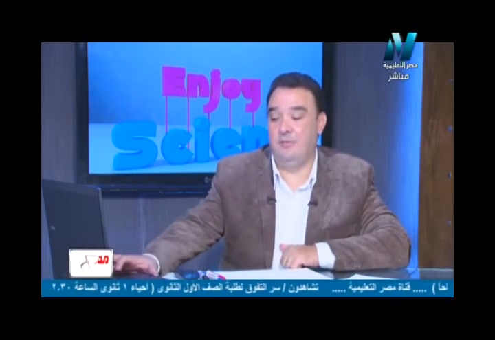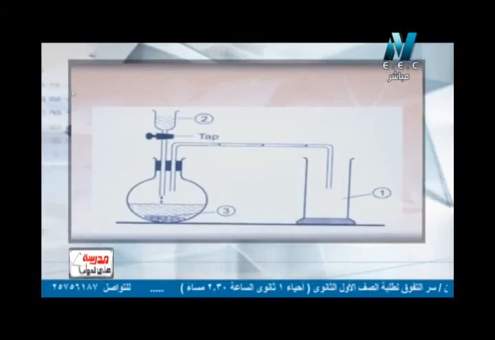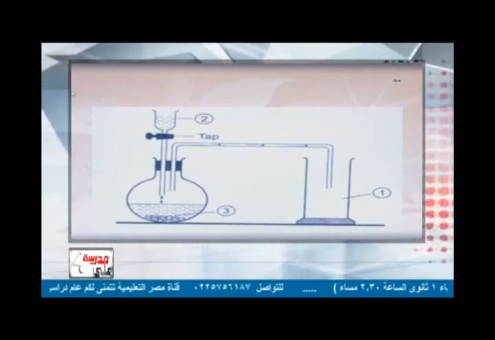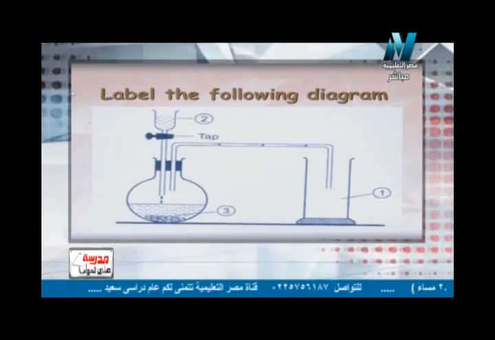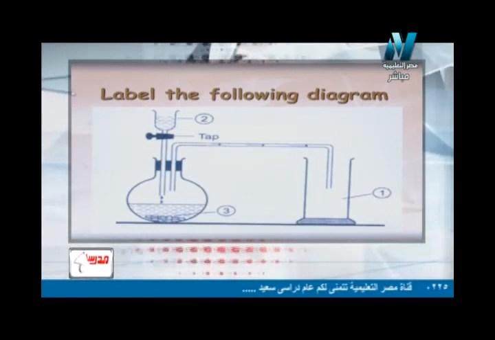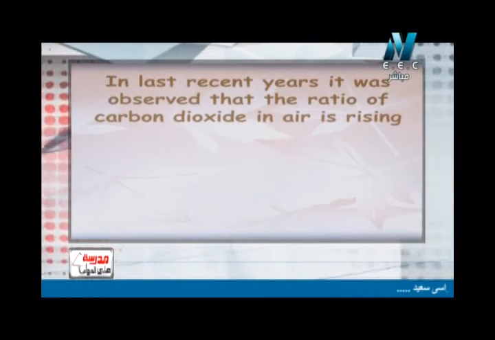So again, I have here number 1 carbon dioxide gas, number 2 it will be the acid, or the hydrochloric acid, and number 3 it will be the calcium carbonate. So, label the following diagram. This is a very important question to know how to prepare carbon dioxide gas. So another question, give reason, and we'll end this episode with this question.